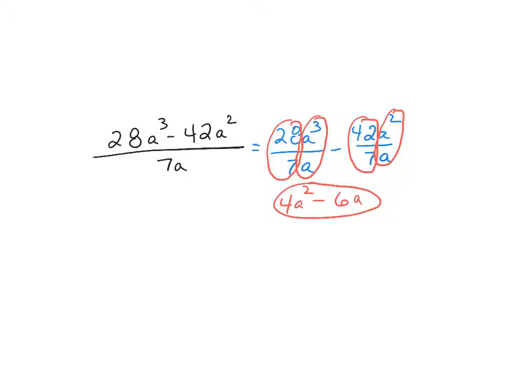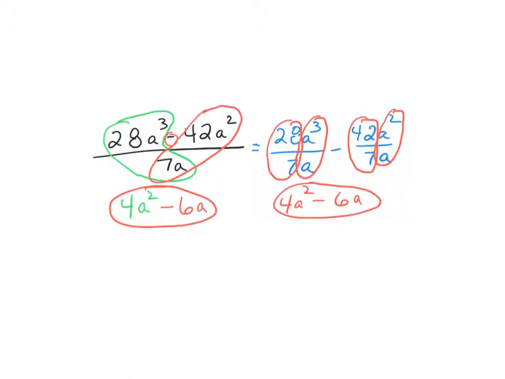I can also do it the other way. I'm just going to keep everything the way it is. I'm going to divide 28a to the 3rd divided by 7a, and once again, 28 divided by 7 gives me 4. a to the 3rd divided by a gives me a squared. And then I'm going to go through the 42a squared over 7a. It is subtract, because this is a subtraction sign here. 42 divided by 7 gives me 6. a squared divided by a gives me a. I get the same answer either way.